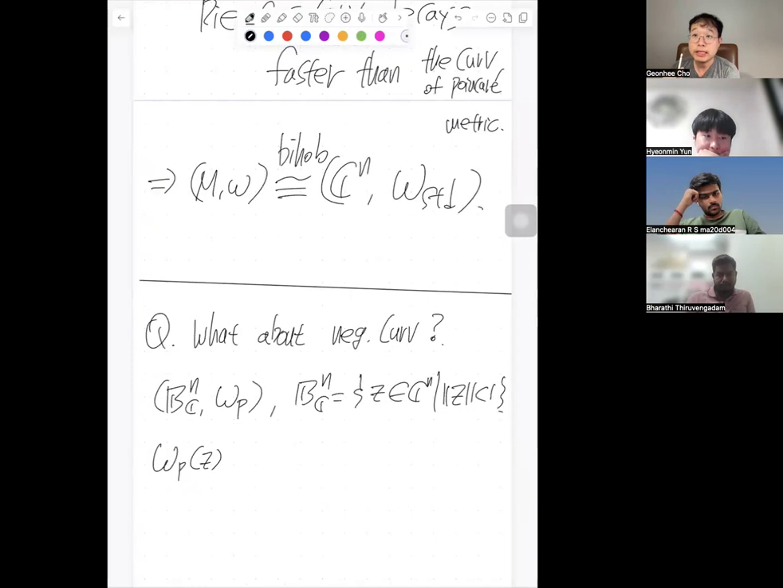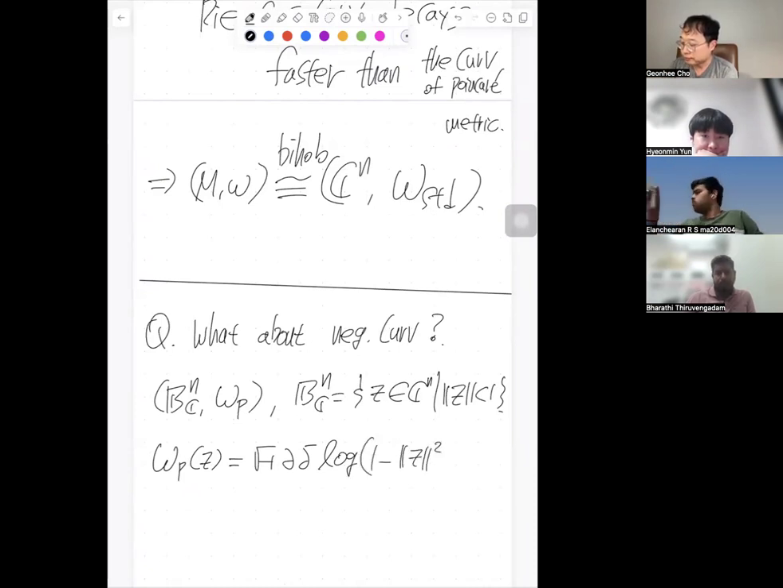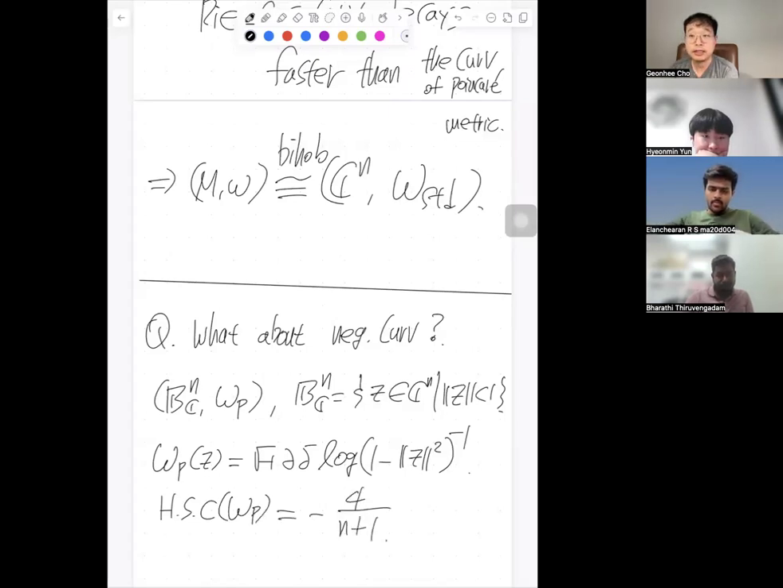And the Kähler metric is written as i ∂∂-bar of log of 1 minus the norm squared of z, to the power of negative one, like this. So we have a Poincare metric, and the holomorphic sectional curvature of the Poincare metric is the same as -4 over n plus 1, if you calculate. So let's just accept all of these as a fact, even though this is a very easy exercise to really check.